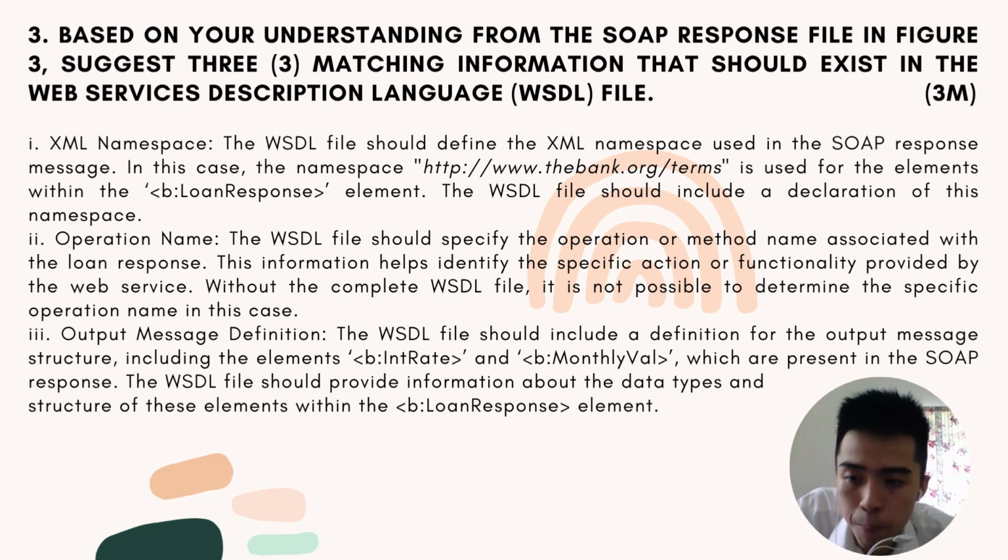And thirdly, the WSDL file should also include a definition for the output message structure. So in this case, the output message structure should define the elements b:integerRate and monthlyValue, which are present in the SOAP response. The WSDL file should provide information about the data type structure of these elements within the b:loanResponse element.